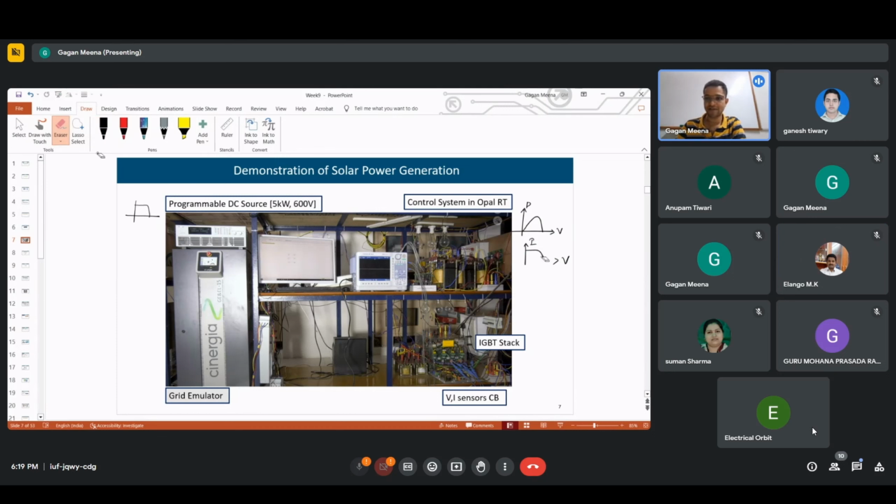Today there is some problem. I'm not able to do this full slideshow mode. I don't know what the problem is. So we'll have to do it like this only.